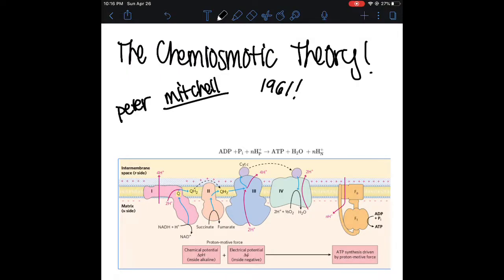He believed that this was partly due to the flow of protons passively back into the matrix through a proton port, ATP synthase. This is reflected by the equation.